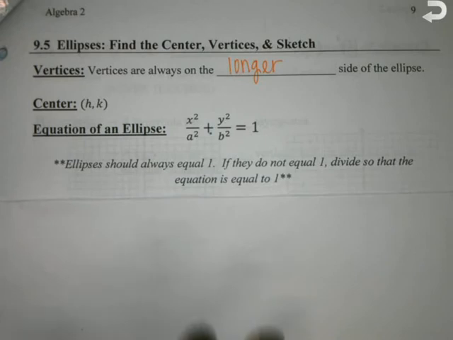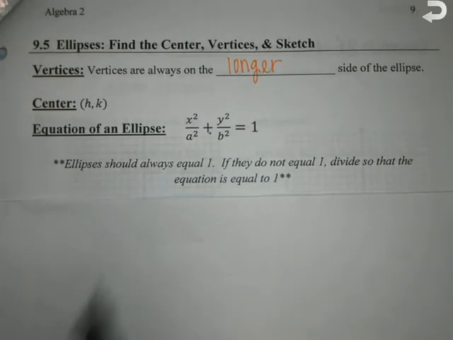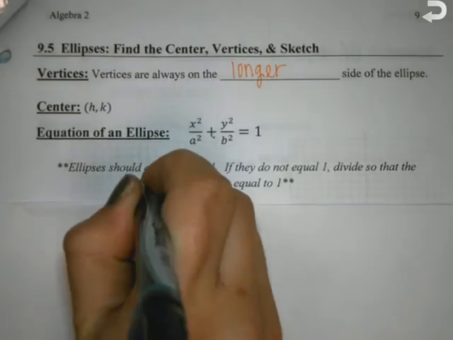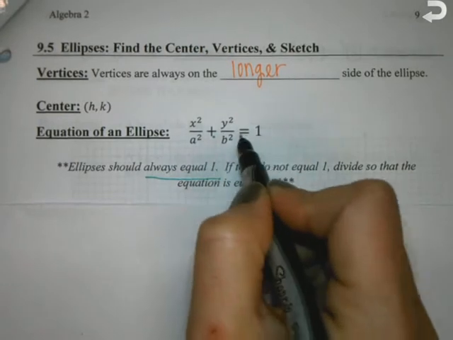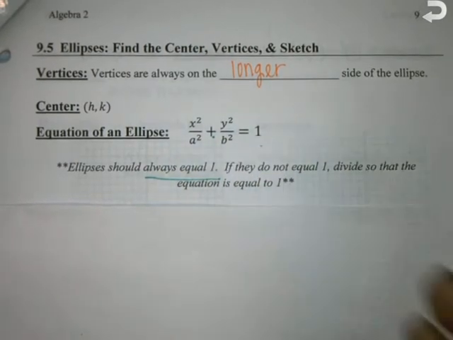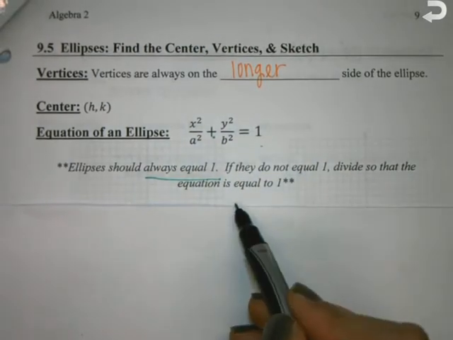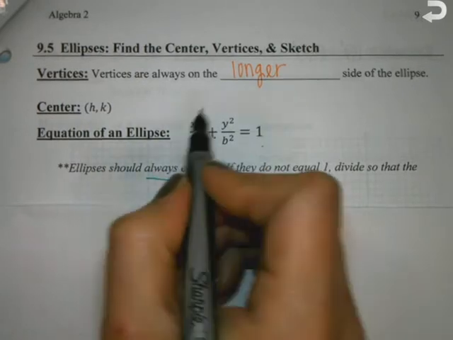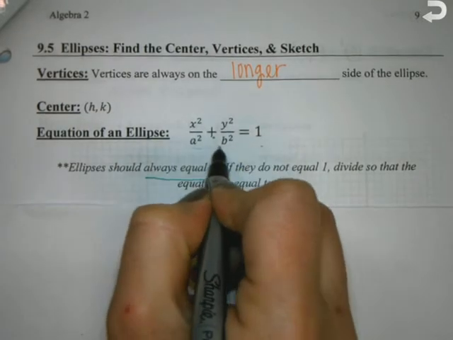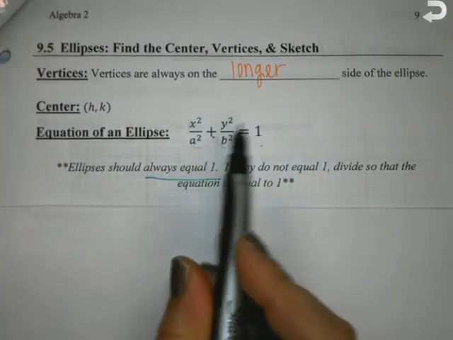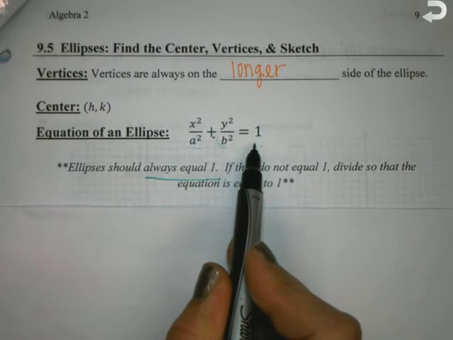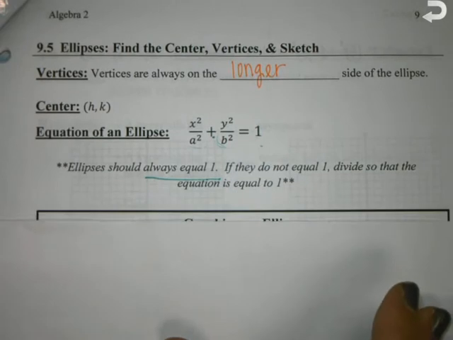We have a note that we need to make sure we are aware of. Ellipses should always equal 1. So if you ever get your equation and it's equal to something besides 1, you divide so that the equation is equal to 1, which is why we have these fractions for ellipses. Sometimes you're going to have to divide the equation in order to get it equal to 1. But an ellipse should always be equal to 1.